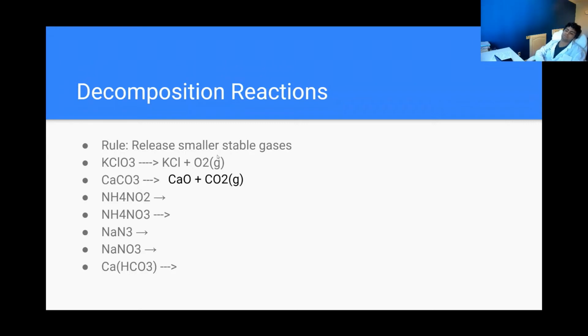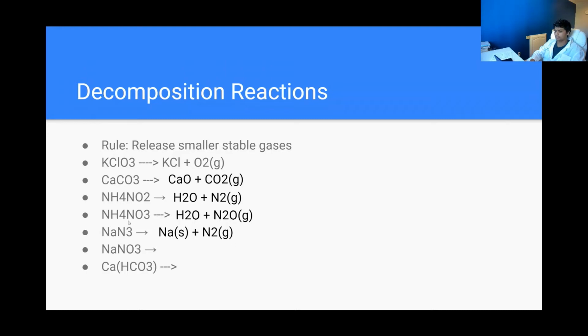NH4NO2: what will it form? This will form water and nitrogen gas. Now what will this one form? There's an extra oxygen, so what will happen? Think. It will form water and dinitrogen oxide. This one's easy. When azide decomposes, what will it form? It will form sodium and nitrogen gas.